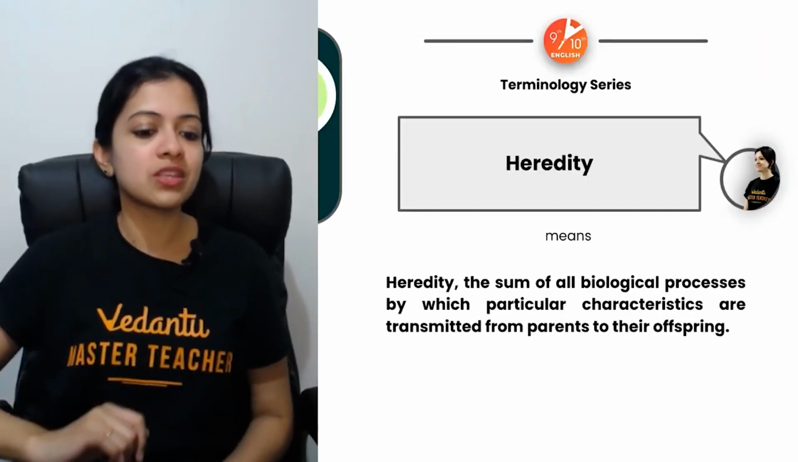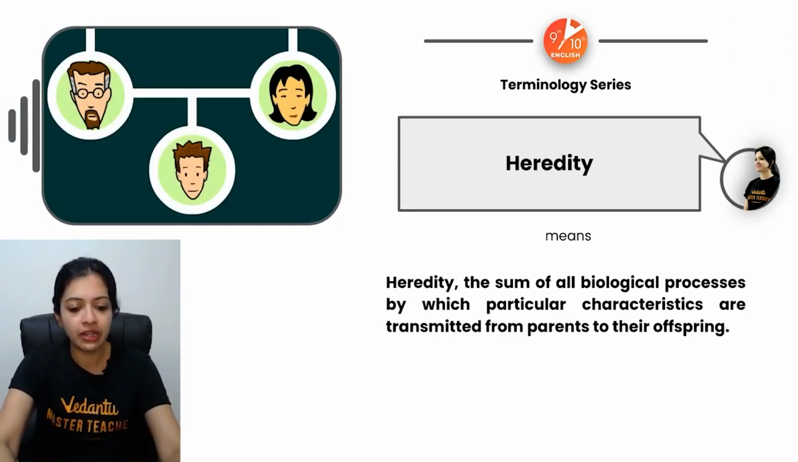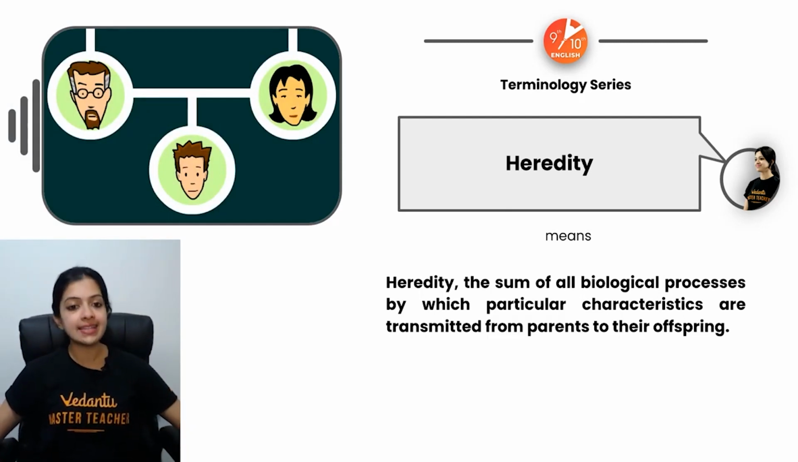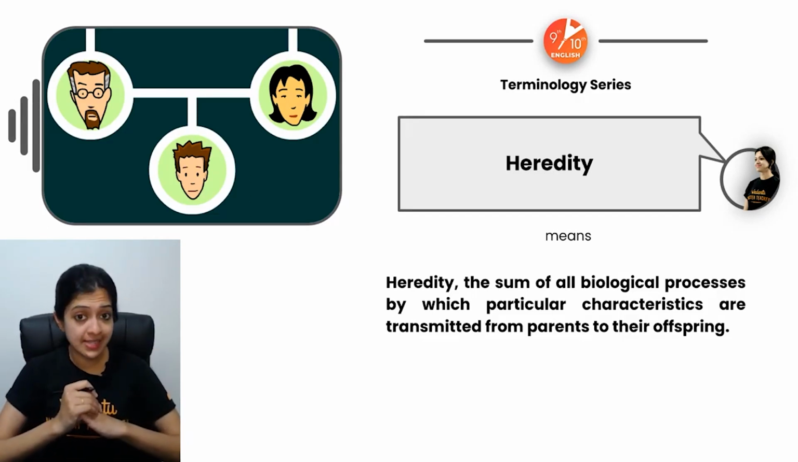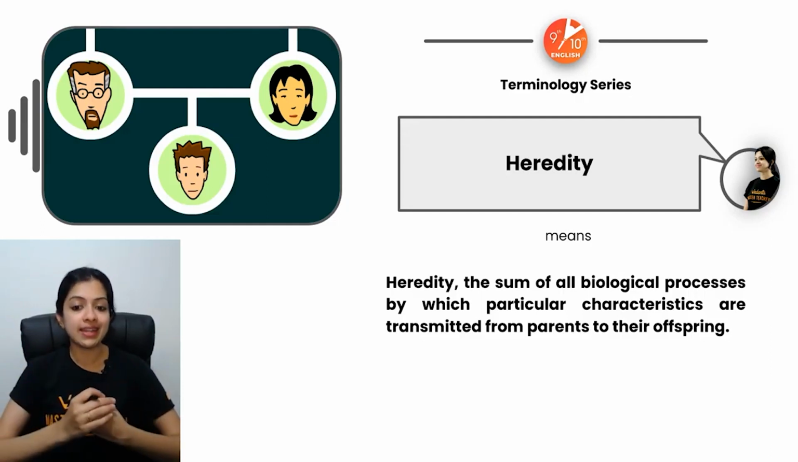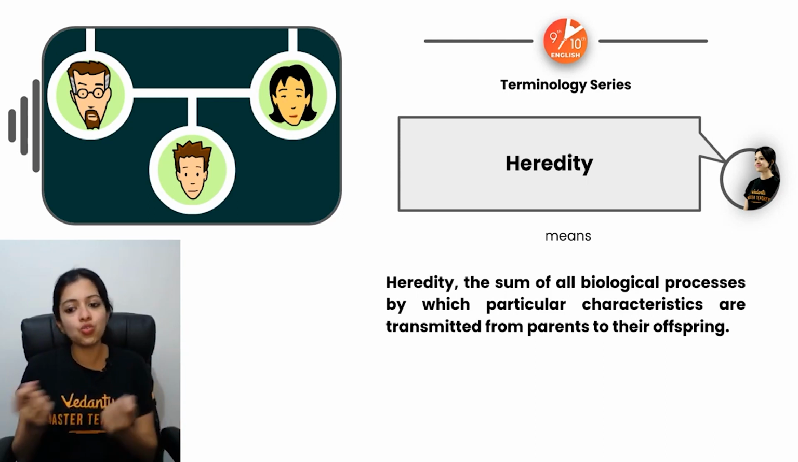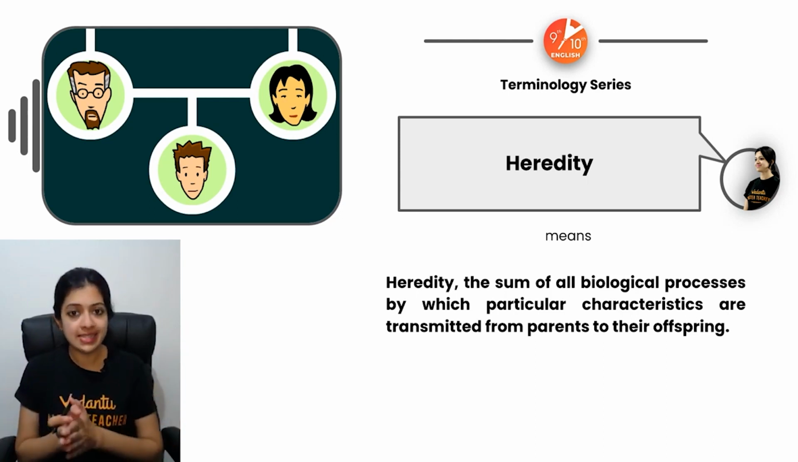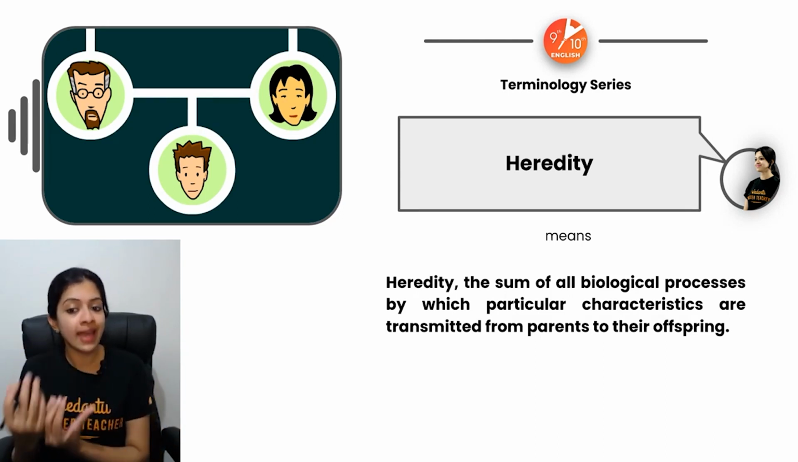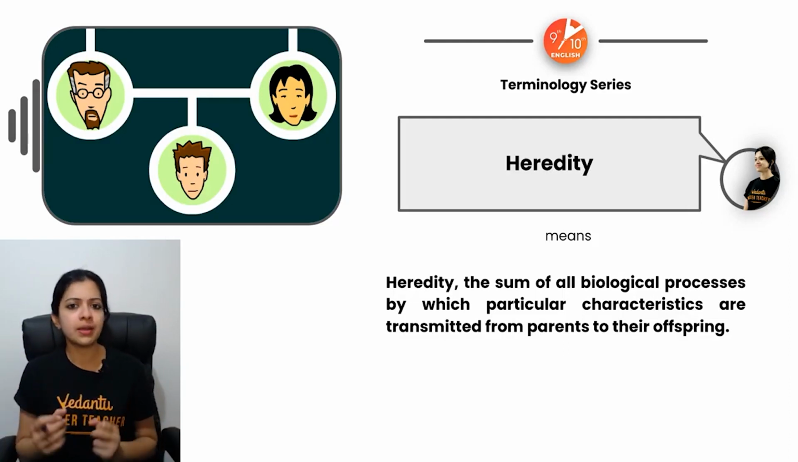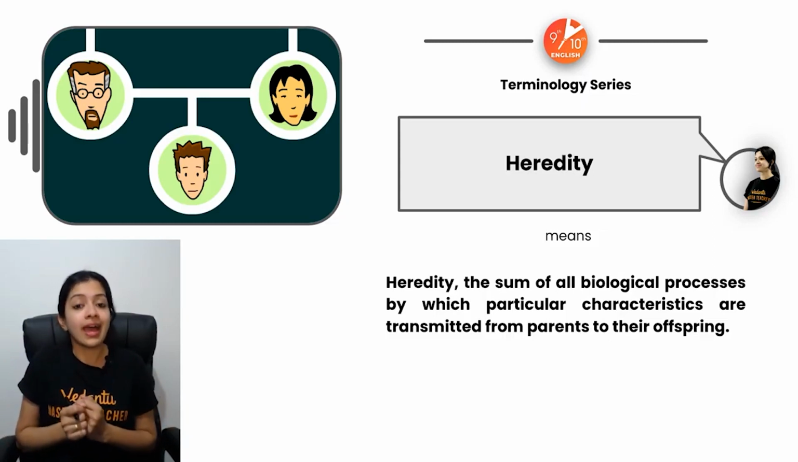Okay, so here comes the first term from this particular chapter, which is heredity. Well, guys, heredity, the title of the chapter itself, right? Heredity is the sum of all biological processes by which a particular characteristic or particular characteristics are transmitted from parents to offspring. Transmission of characters from parents to offspring, we call it inheritance. And the sum total of all such biological processes, we call them by a slightly more technical term, and that is heredity. Right, guys? So this is what it is.